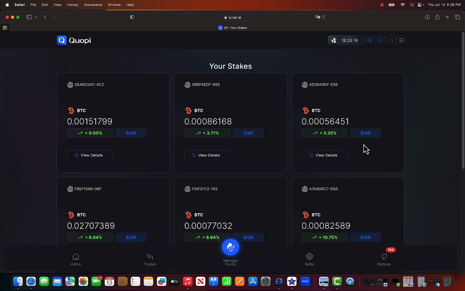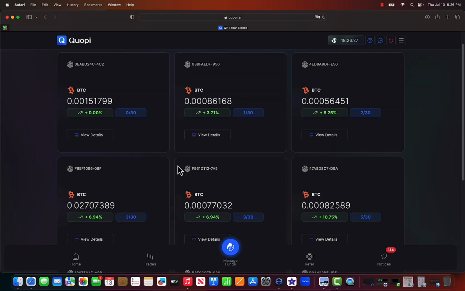Quopi does require a minimum of $10 to join. The one that I'm talking about now for 2 days has achieved a 5.25% in 2 days of trading. Let's scroll a little bit.